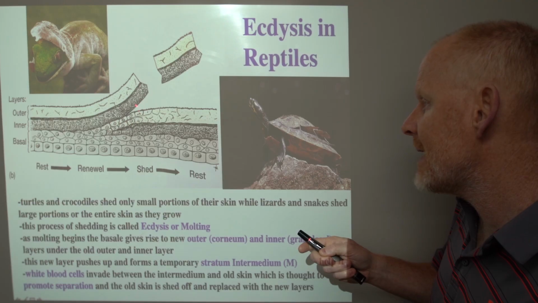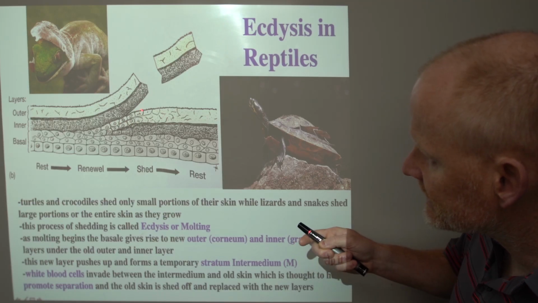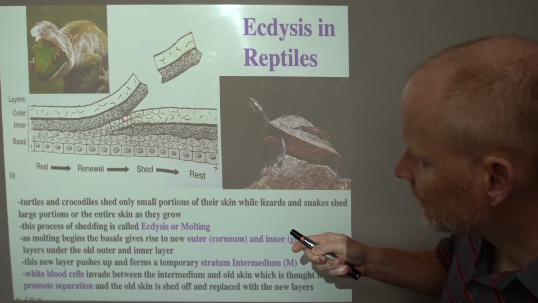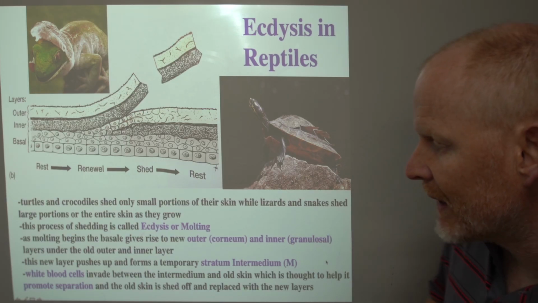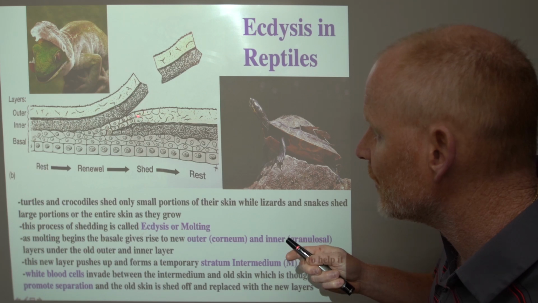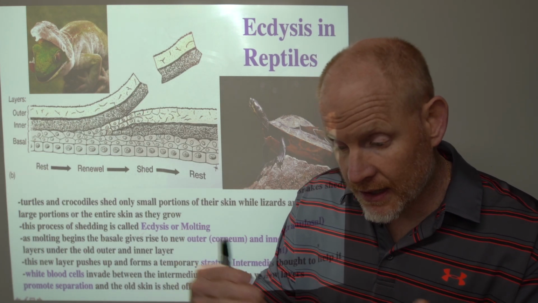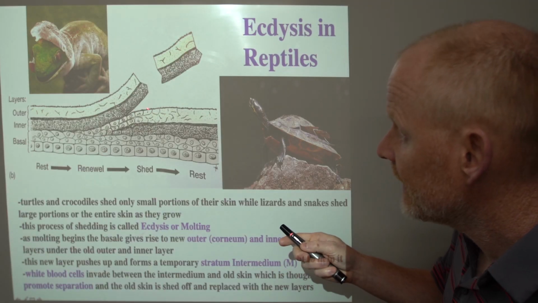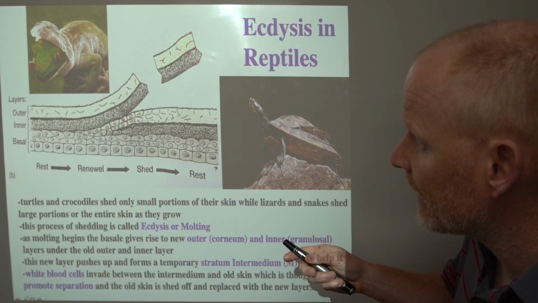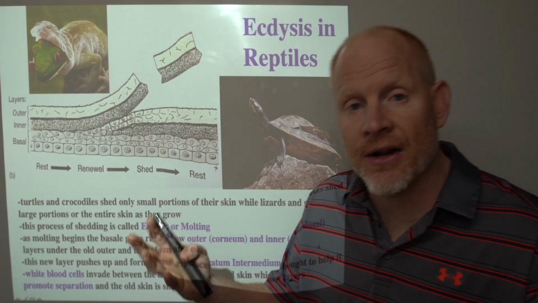The way we can separate these two is basically where the intermedium is. You'll get an invasion of white blood cells, particularly macrophages, and then fluid will accumulate. Basically lymph or interstitial fluid will accumulate in that area, and that fluid will separate the old skin from the new, and then you can shed it off.